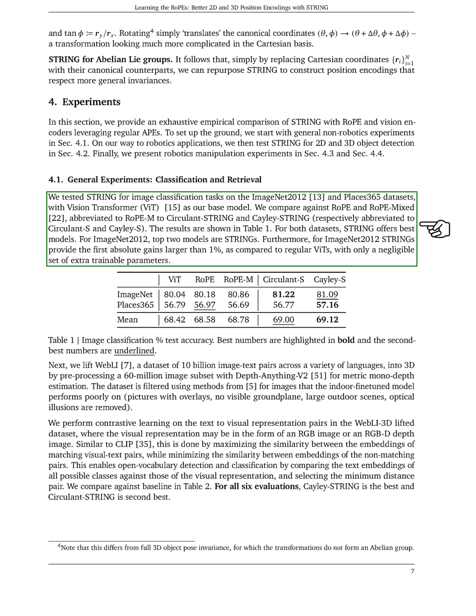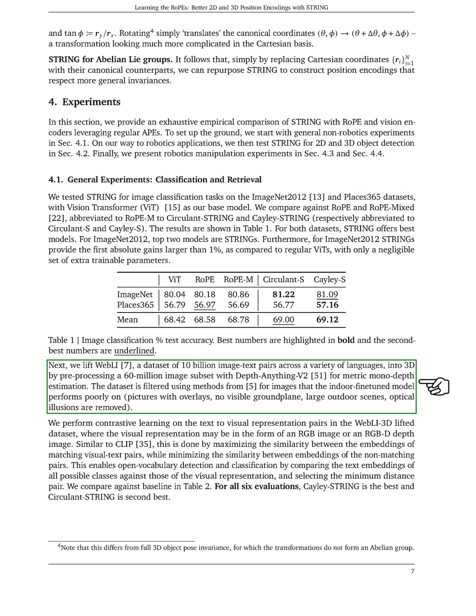Specifically, for ImageNet 2012, the top two models are STRINGs, which also achieve the first significant gains over 1% compared to standard ViTs, with only a minimal increase in trainable parameters. Next, we enhanced the WebLI dataset, which contains 10 billion image-text pairs in various languages, by processing a 60 million image subset to create a 3D representation using Depth Anything v2 for depth estimation. We filtered out images where the indoor fine-tuned model struggled, such as those with overlays or large outdoor scenes.